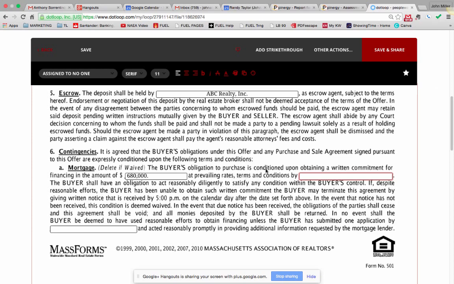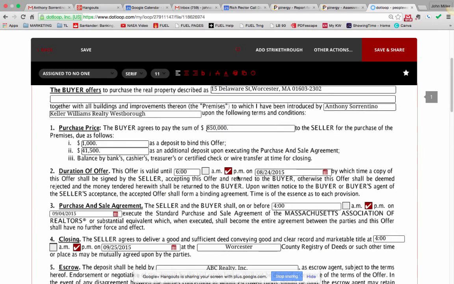Now, the key word we want to focus on here is the word commitment. The buyer's obligation to purchase is conditioned upon obtaining a written commitment for financing in the amount of $680,000 at prevailing rates, terms and conditions by, and there's a date that goes in here. Unfortunately, there's no date drop down in this box. Traditionally, it usually takes 30 days to get a commitment from the time that the offer is signed.